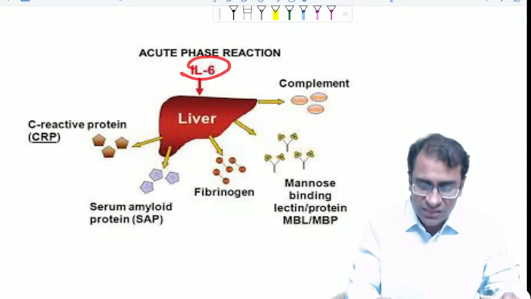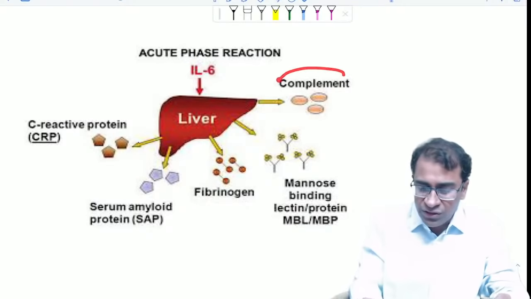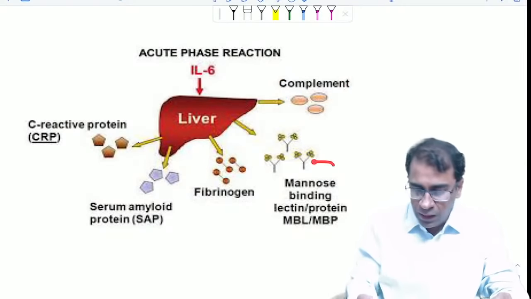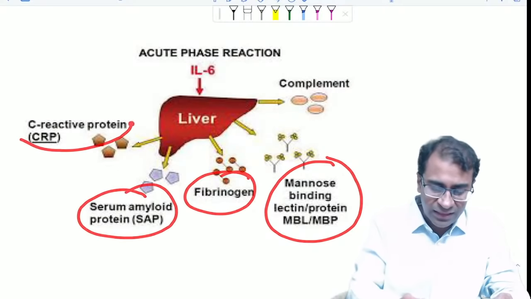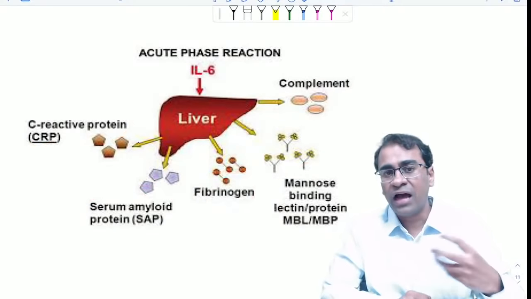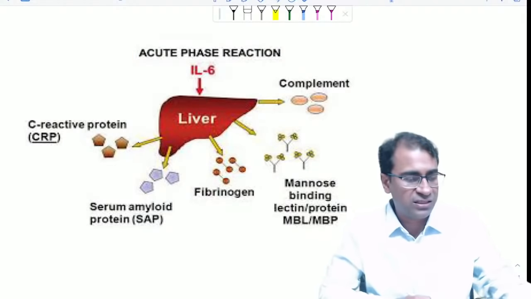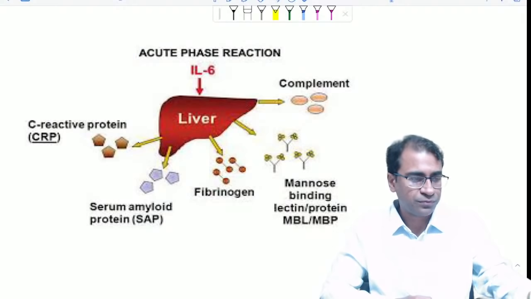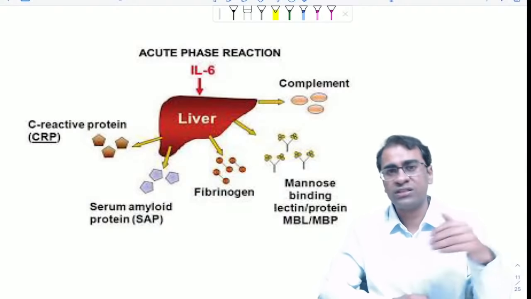These interleukin-6 activate the liver cells. The liver cells are the ones which release complements, mannose binding proteins, fibrinogen, serum amyloid, and the C-reactive protein. What are they together called? Yes, you guessed it correct. They're called acute phase reactants.